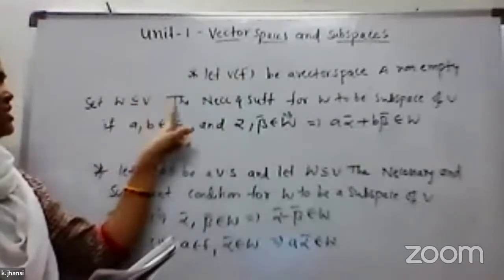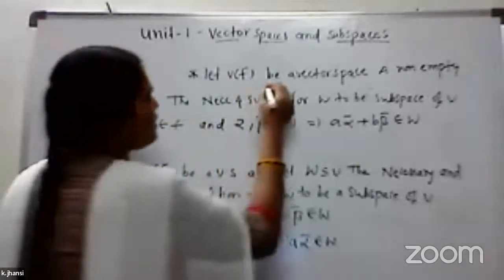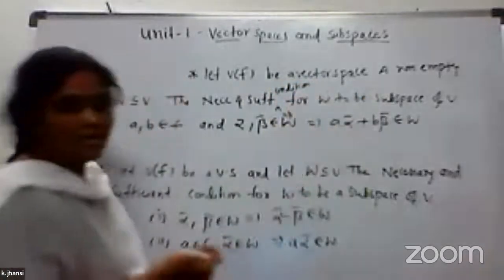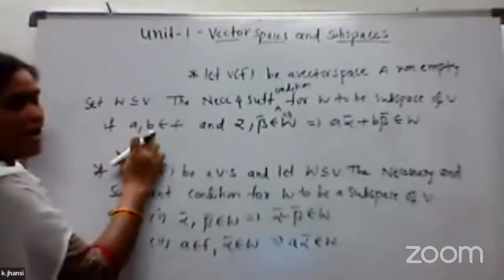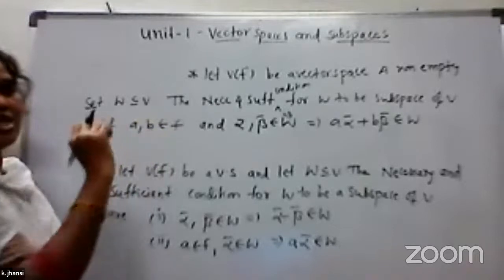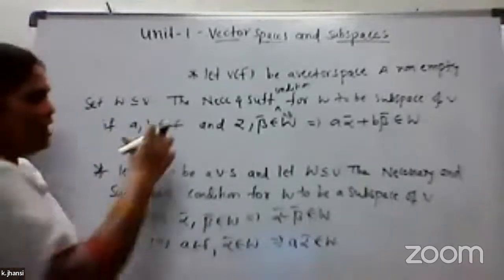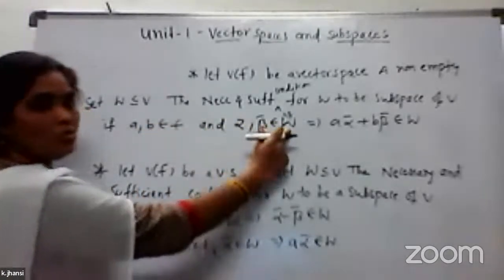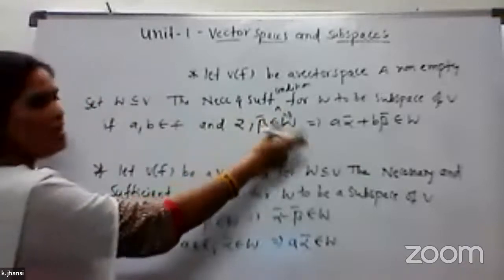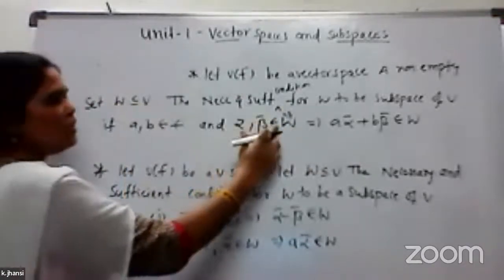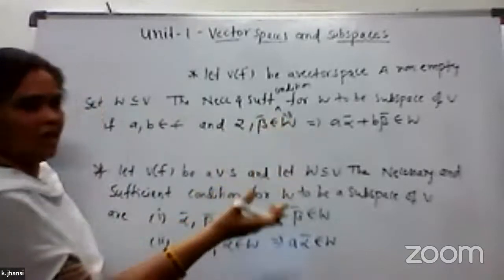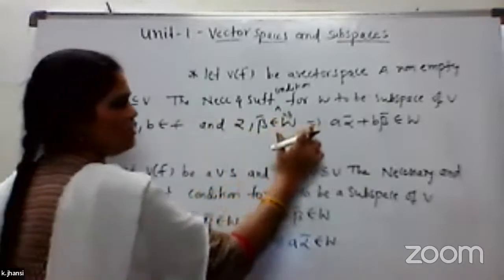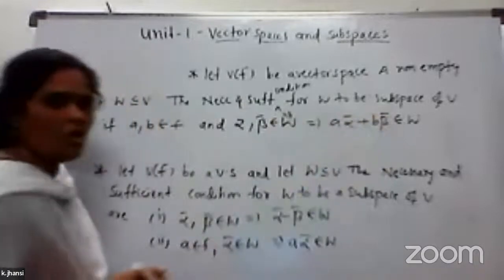So given these two conditions, the necessary and sufficient condition for W to be a subspace of V is that if a comma b are the two elements from the field of scalars. Okay, F represents here the field of scalars, and alpha comma beta belongs to the subset W, which is the subset of V. Okay, so it belongs to the set of vectors. So the combination of these two, the field of scalars and the vectors, you will get a alpha bar plus b beta bar belongs to W.